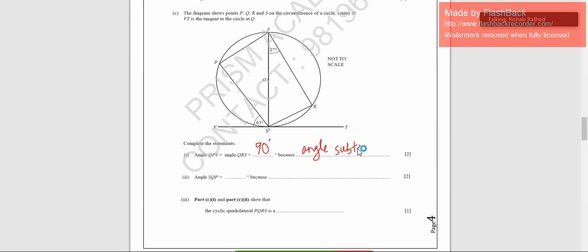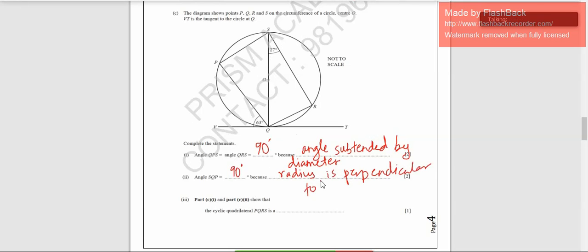Angle subtended by diameter. Angle SQP. SQP is again 90 degrees. Radius is perpendicular to tangent, or tangent radius property.